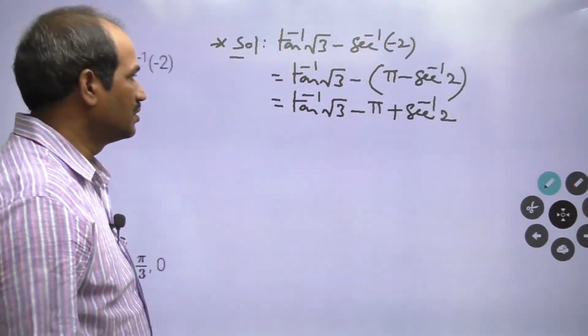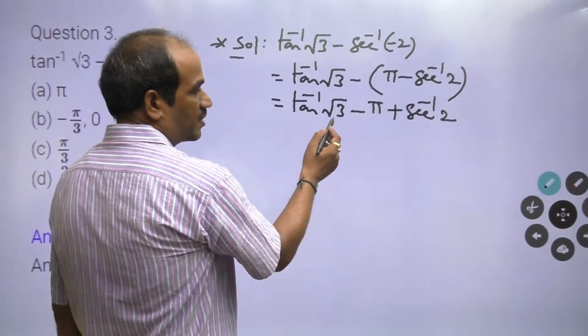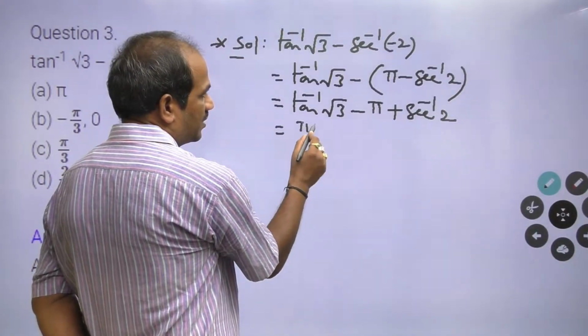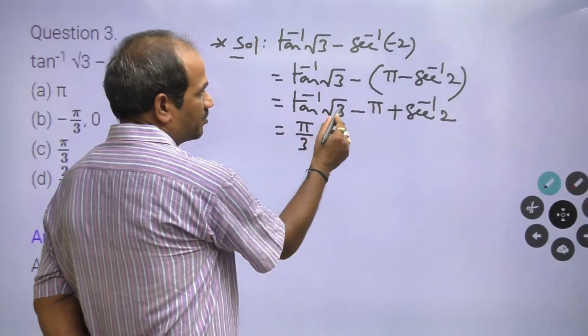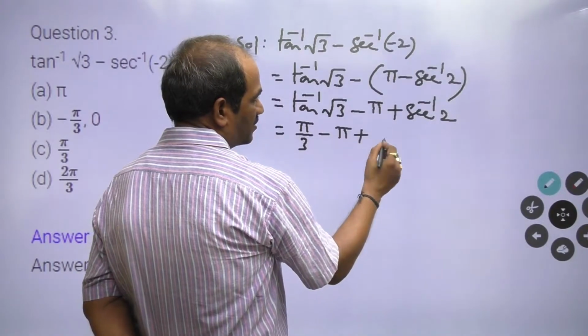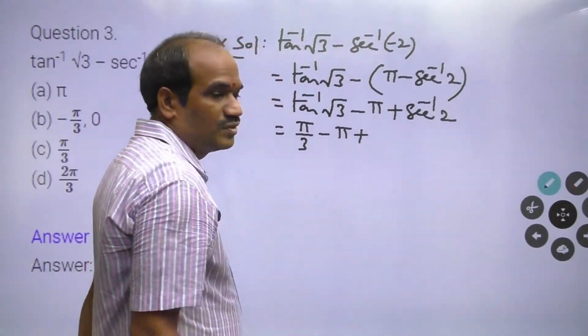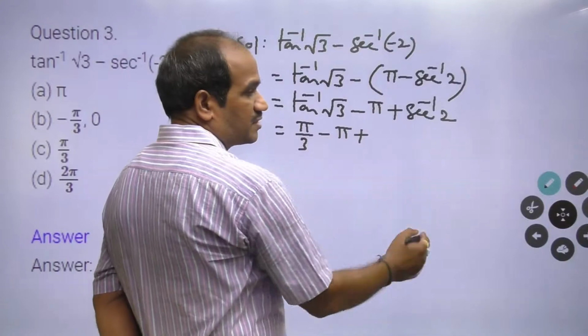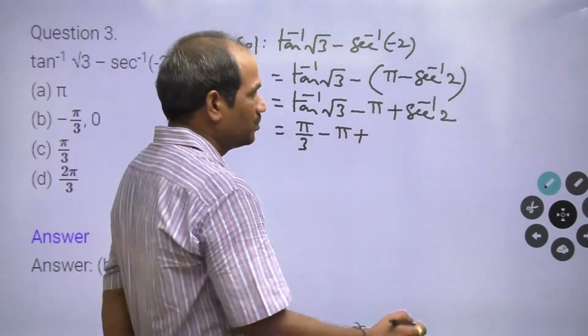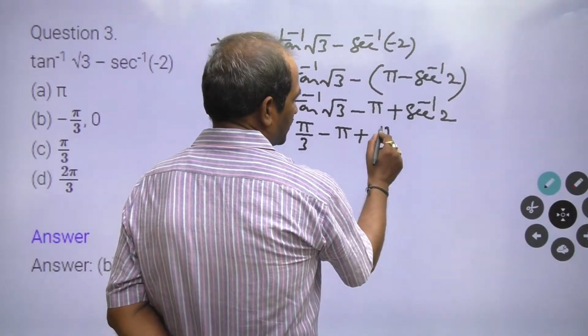Tan inverse of root 3 is the angle whose tan is root 3, tan 60, which is pi by 3. Next, minus pi, plus secant inverse of 2. Secant inverse of 2 is secant 60, since secant 60 is 2, so this is pi by 3.